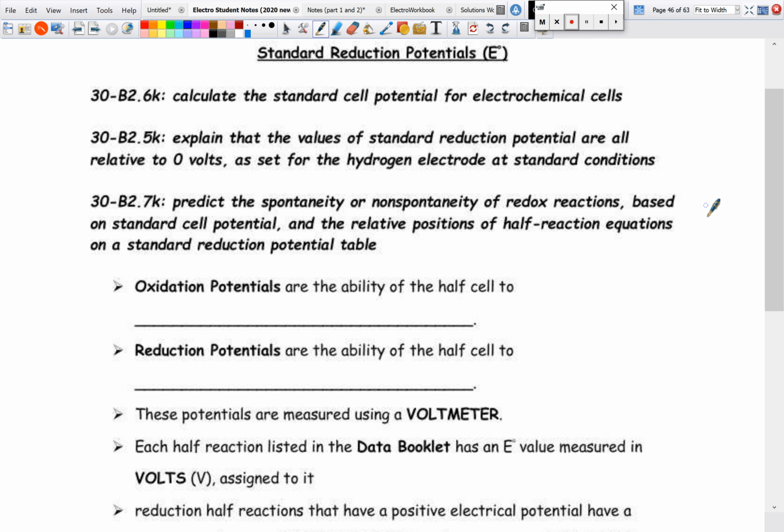All right, welcome back. So today we're going to be looking at something called standard reduction potentials and using this to calculate the cell potential, or in other words, just how much voltage an electrochemical cell can produce depending on the identities of our two half cells.